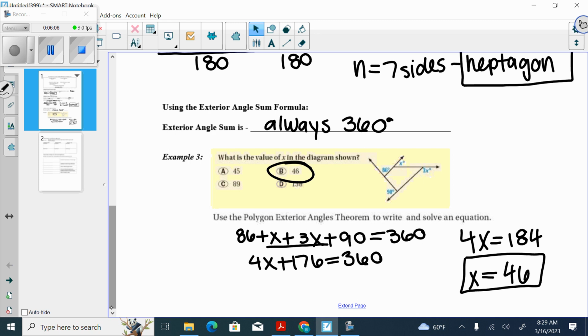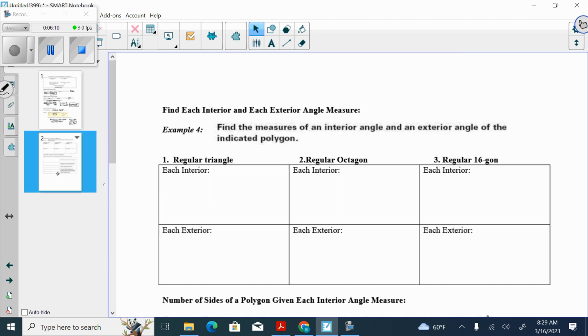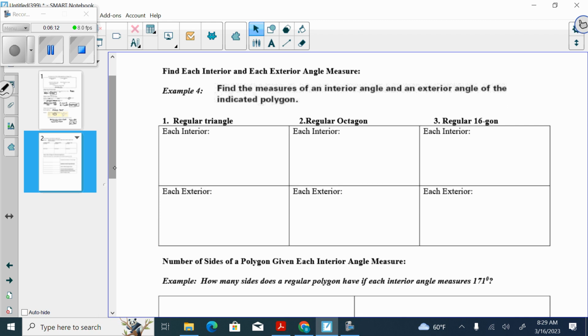All right, flip it over onto the back. Example 4 says to find the measures of an interior angle and an exterior angle of the indicated polygon. So in a regular triangle, we know that the interior sum is what? Without doing any math, we already know that it's 180.